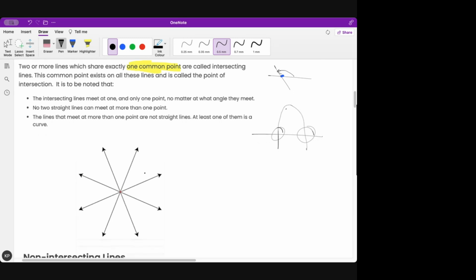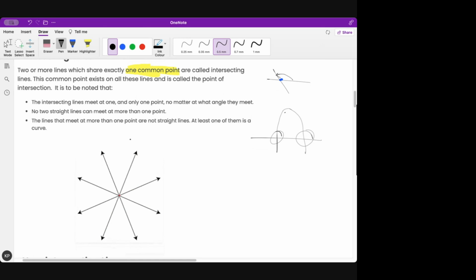Now, I want you guys to look at this picture over here and tell me, how many intersecting lines do you see in that picture? Let's hear what you have to say. How many intersecting lines do we see in this picture that is on the screen right now with the arrows? Let's hear, guys. We're just counting. Okay, Dumi has an answer.